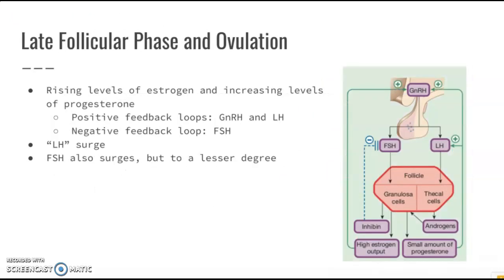The second phase that we'll discuss is the late follicular phase and ovulation. And this phase is marked by rising levels of estrogen and also increasing levels of progesterone, although there's a much higher estrogen output than there is of progesterone. Both the estrogen and the progesterone are involved in positive feedback loops to GnRH, and progesterone specifically is involved in a positive feedback loop to luteinizing hormone, as you can see right here.